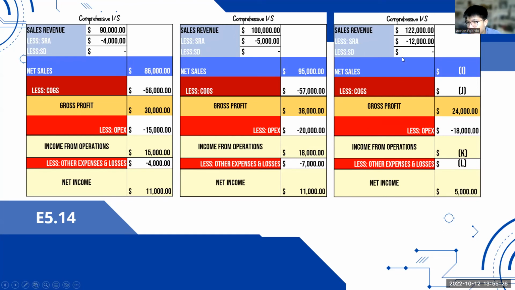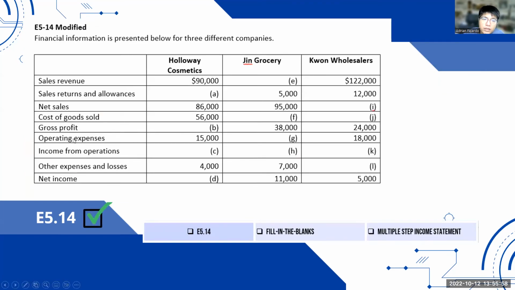So finally, we get our net sales for this particular question. So 122 minus 12, 110. 110 minus 24 would give you your cost of goods sold of 86. Then income from operations is just 24,000 gross profit minus operating expense of 18,000, which is 6,000. And then given that we know that the net income is 5,000, then there's probably a deduction of 1,000 pesos, which was 6,000 minus 5,000. So again, very straightforward. Just make sure you master the comprehensive income statement.